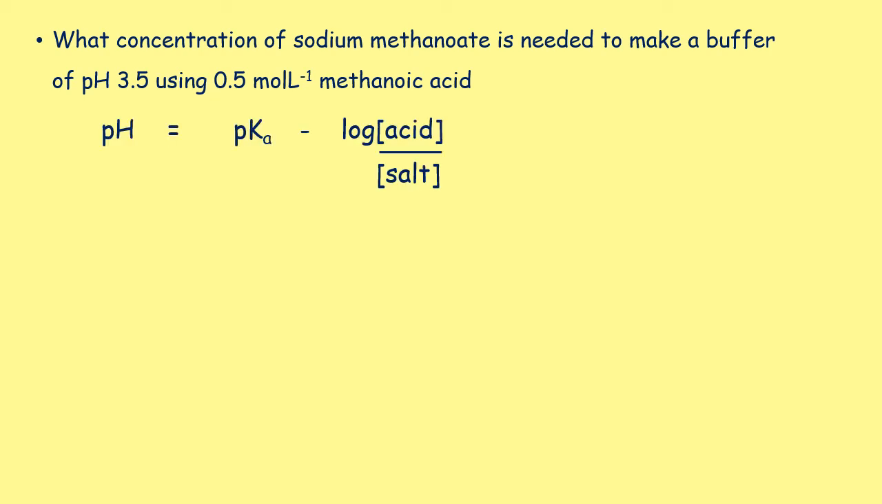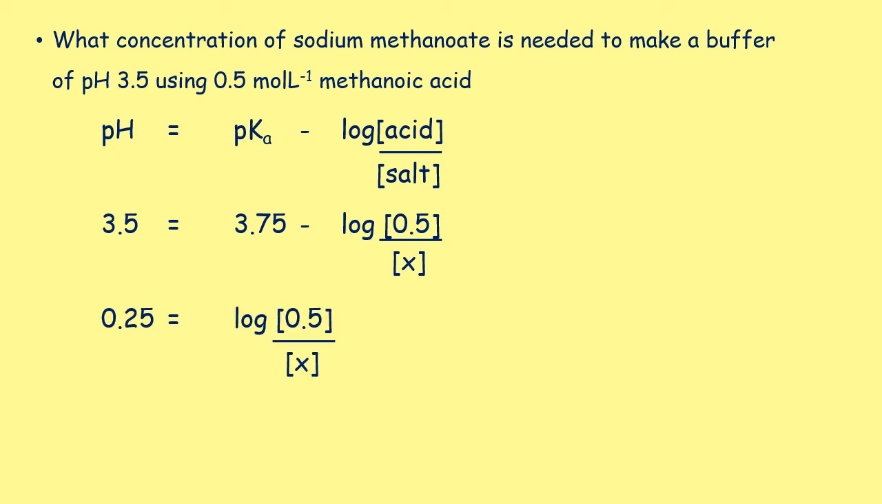So again, we write out our equation, pH equals pKa minus log of acid over salt. Our pKa value this time for methanoic acid on page 13 of the data booklet is 3.75. And we know that our acid has a concentration of 0.5, so when we fill it out, we have got this. Rearranging the equation, so we're moving the log of acid over salt to the left-hand side and taking away the 3.5 on the right-hand side, we end up with 0.25 equals the log of 0.5 divided by x.